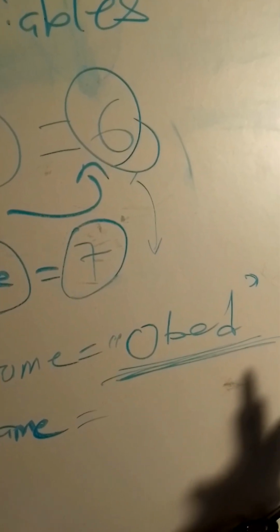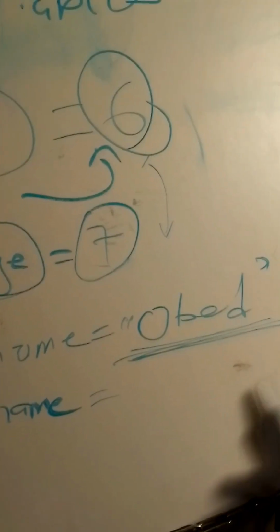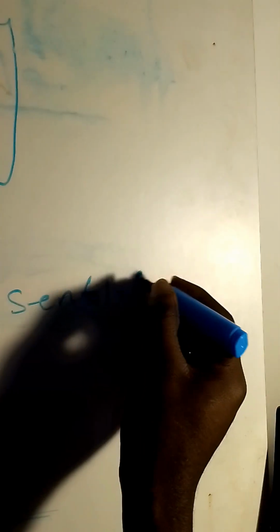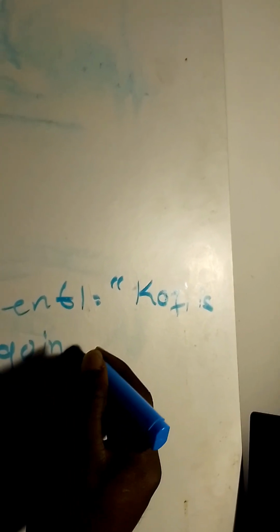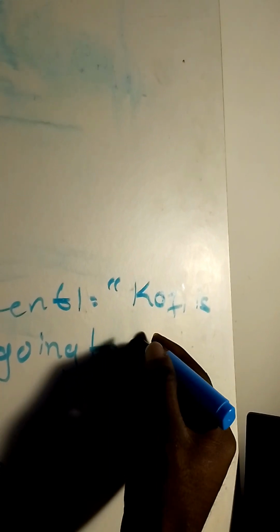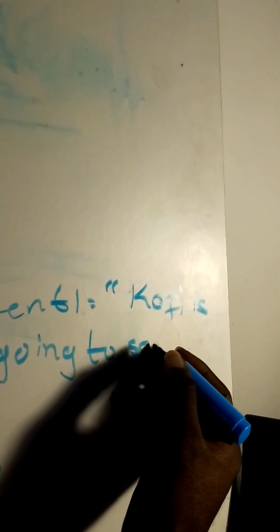One of the most useful ways of using variables is, let's say it's not even name. Let me go up and come here, let's see if I can write here. If you have a sentence like this, sentence one, which is equal to, let's say, Kofi is going to school. Am I spelling school correctly?